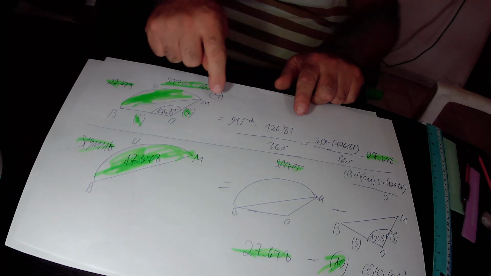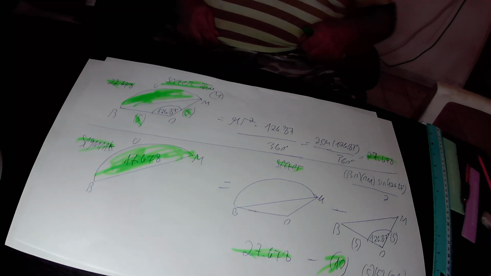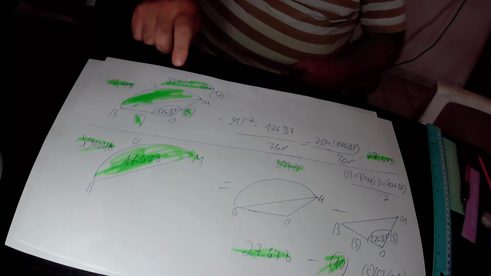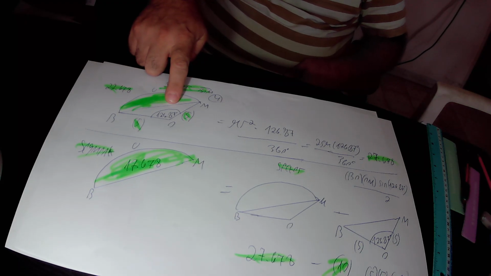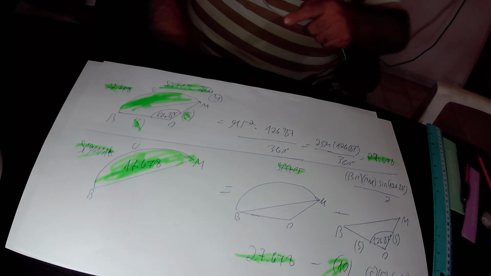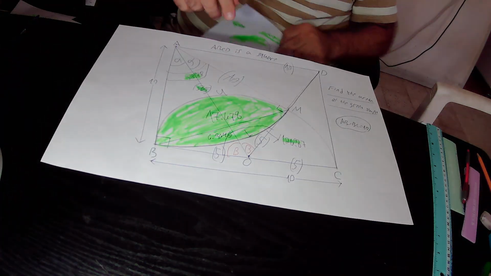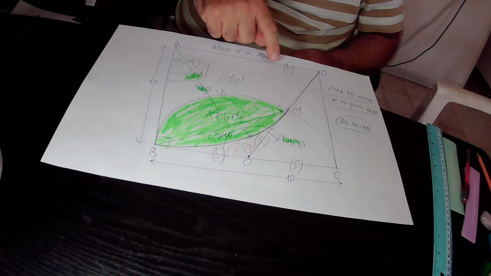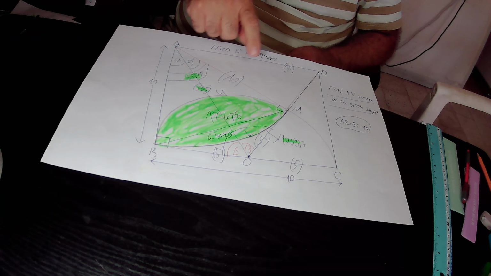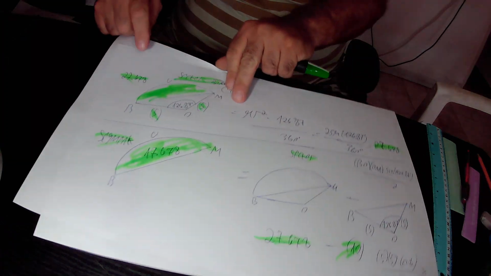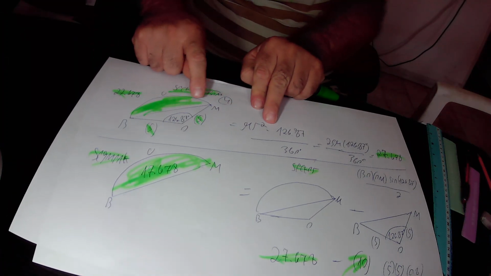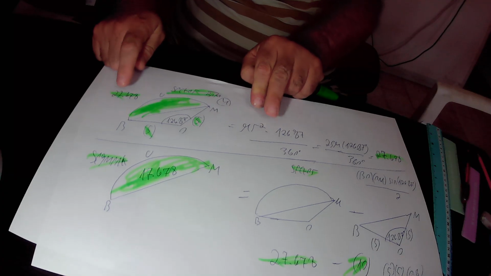This is sector BOM that I copied from the original drawing. The angle between the legs of the sector is 126.87 degrees in its size. The two legs of the sector, OM and OB, are both the radii of the semicircle, which equals 5. So OM equals 5, and OB also equals 5.